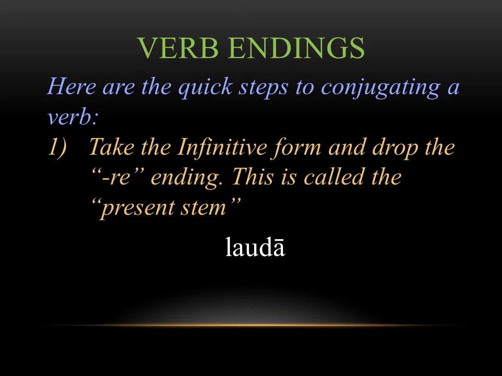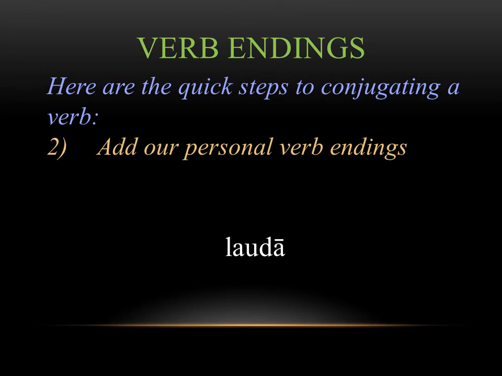You should recognize this because it's also the imperative. They're the exact same thing. But for what we're doing now, you want to think of this as the present stem. The next thing we want to do is add our personal endings, which you remember as -o, -s, -t, -mus, -tis, -nt.